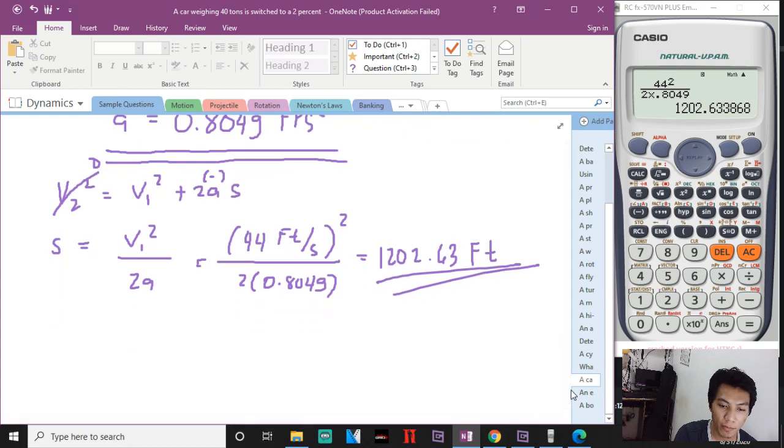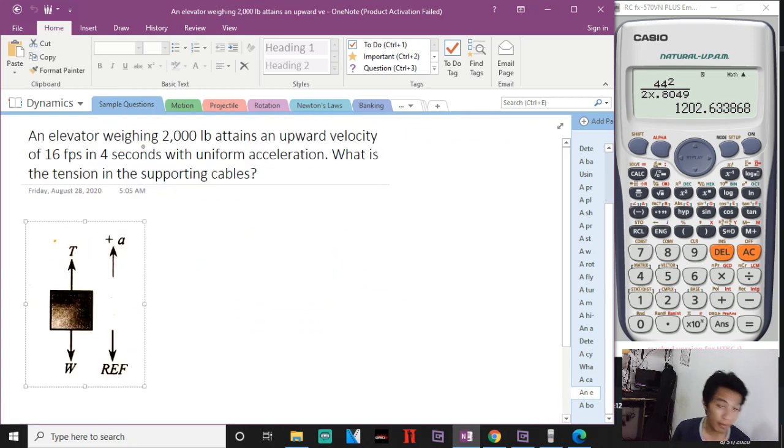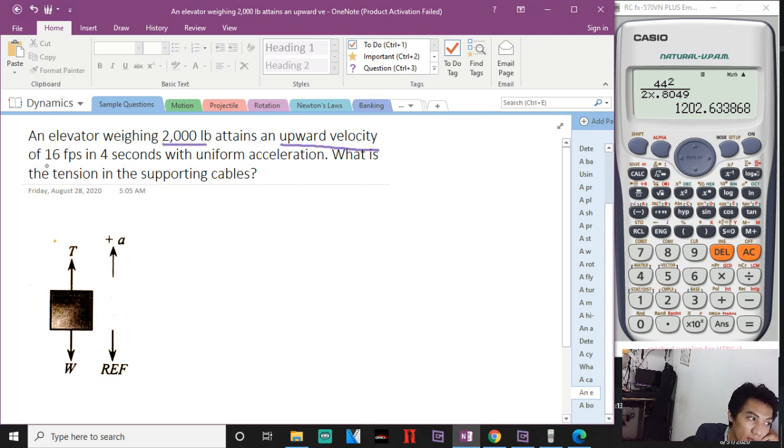Okay? Now, for the last two, you have an elevator. Yan yun. Yung kinikwento kanina. Okay? For the reverse effective force, laging kapag ina-attack mo siya pataas, meron kang counteracting reverse effective force. Now, ang gagawin mo parati dito, computin mo muna yung mga velocities niya and then acceleration. Okay. Let's read the problem first. An elevator weighing 2,000 pounds attains an upward velocity of 16 feet per second in 4 seconds with uniform acceleration. What is the tension supporting the cables? Ano daw to?